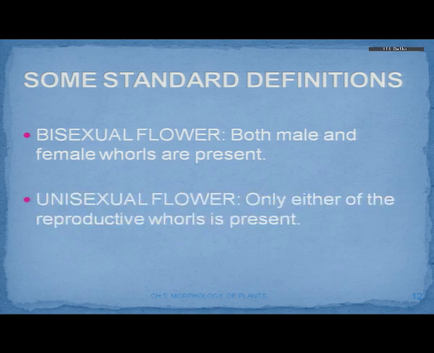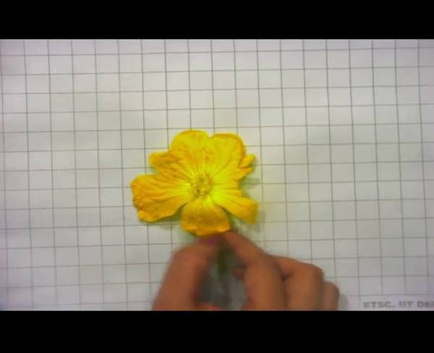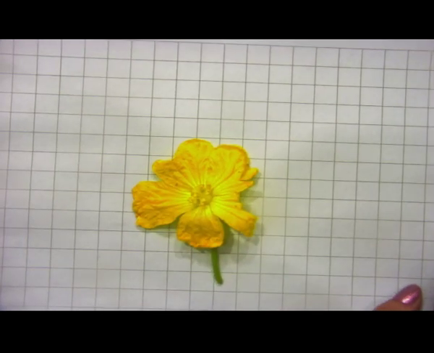But many a times it happens in many species, in many taxa, only either of the reproductive whorl is present. That is, the flower can be either male or female. I have got one unisexual flower here. Can you identify this flower? It belongs to the family Cucurbitaceae.